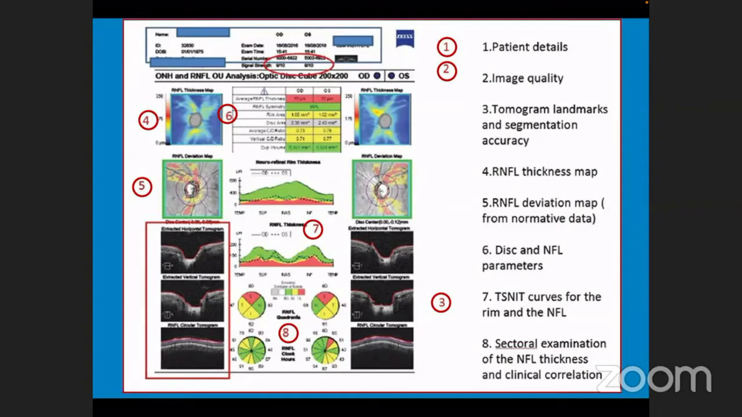In the printout in the center, you can see the different parameters, the numbers, and it is very important to interpret these, not looking only at the colors. Following the parameters, the graphs of the neuroretinal rim thickness and RNFL thickness, along with the sectoral representation of this thickness as well as RNFL clock hour pattern. It also depicts the tomogram landmarks and segmentation for accuracy. So there should not be any error in the segmentation.